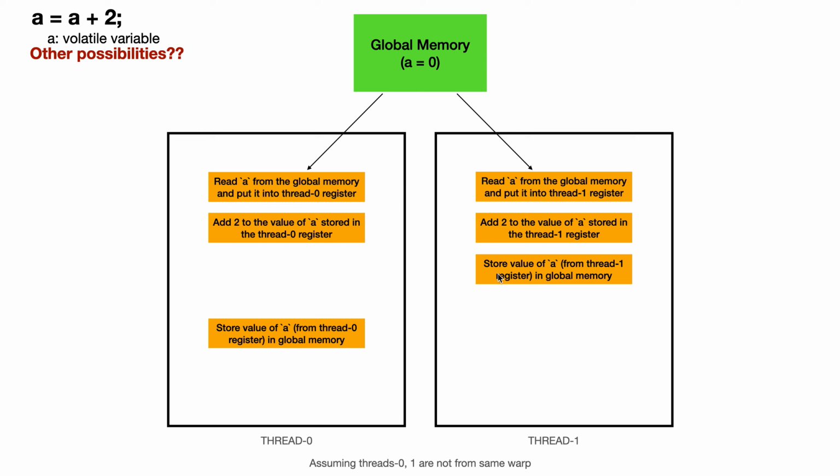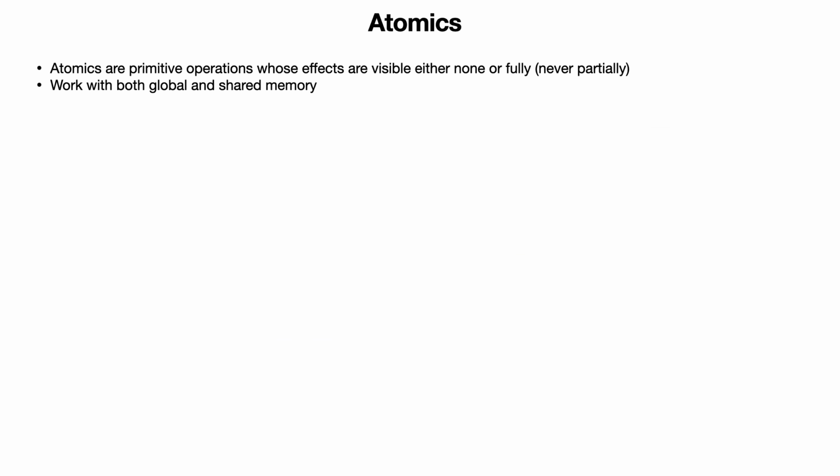Now, let's say thread 1 executes the instruction first. Now thread 1 updates the global memory with A equals to 2. Now thread 0 gets executed and updates the global memory again with A equals to 2. So it's basically overwriting it. Now you can see that A is equal to 2 in the end. It's not 4. So it's not the result we expected. That's where atomics can be really useful.